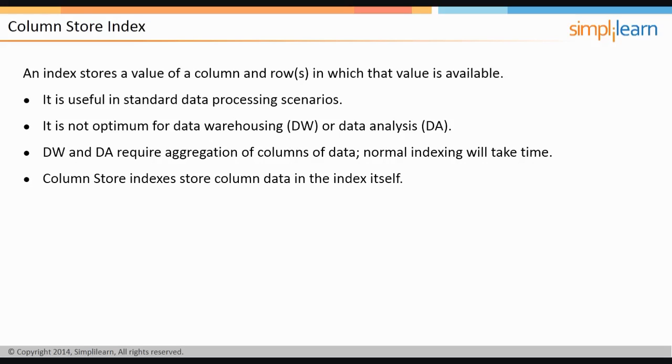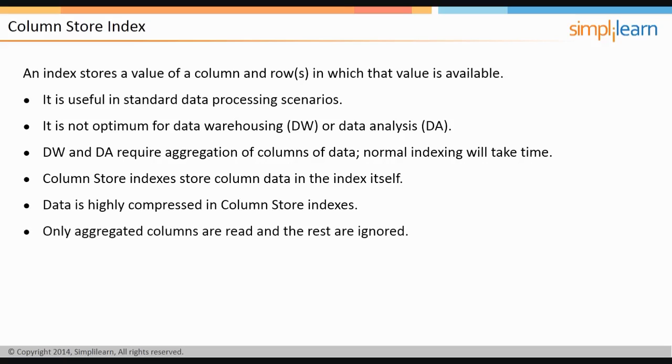The column store index is one where the index stores column-based data, not row data, within the index itself. Think of this as a clustered index for columns rather than rows. Column store indexes are also highly compressed, and only columns that can be aggregated, usually numeric values, are stored and read. The rest are ignored within the index.